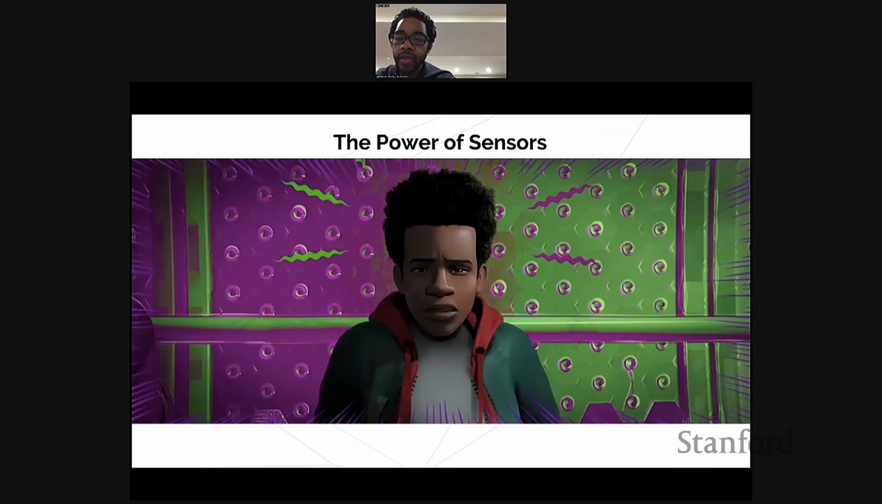So we expose them to the idea of sensors through Spider-Man Into the Spider-Verse, and start to help them think about the types of digital sensors that many of us use or that are embedded inside many technologies that we have. Many of those things are actually modeled after human senses. And so we really try to ground the idea of sensors in our human senses.